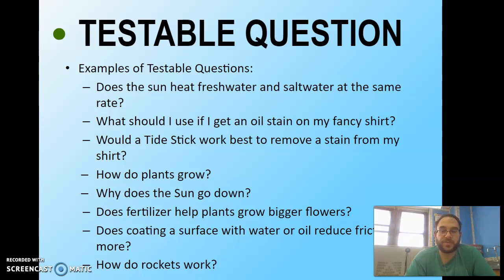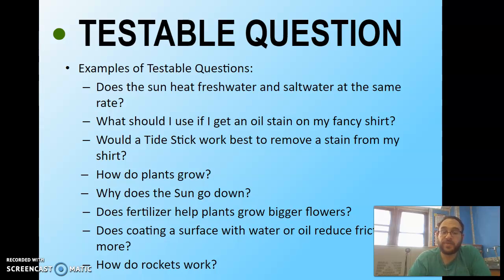Does fertilizer help plants grow bigger flowers? We already talked about this one yesterday. That's definitely a testable question because we could set up flower pot A and flower pot B to test out our theory. Give fertilizer to one and measure with a ruler the height of the flowers.